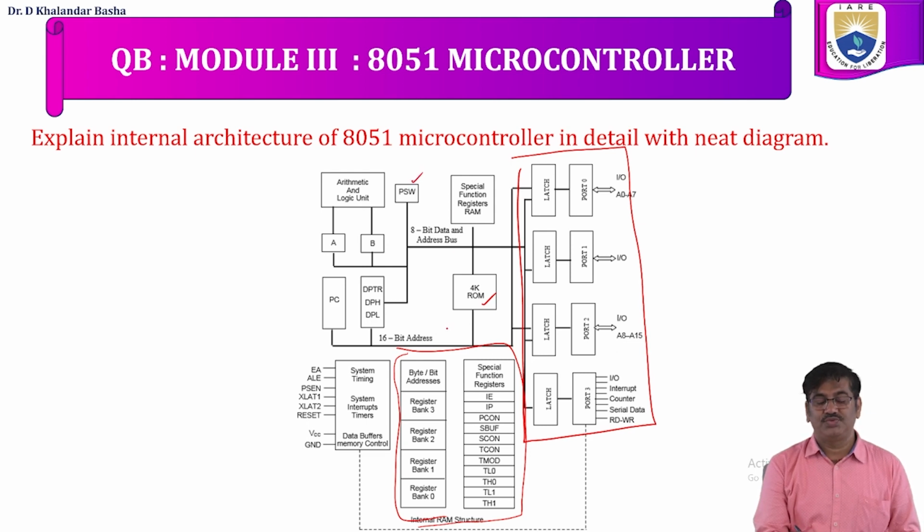PSW, program status word. ALU, which will perform arithmetic and logical operations. The inputs are provided from accumulator and B register depending upon the instruction. Then program counter, which is going to hold the address of the next instruction. DPTR, for accessing the external memory, the address will be loaded into DPTR, where DPTR is 16-bit, which we can program like a DPL as well as DPH register. Next, this system timer, system interrupt and data buffer memory control, we have a control. These are the various blocks of internal architecture of 8051. We have to elaborate a little bit on this.